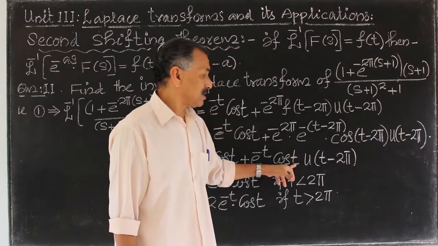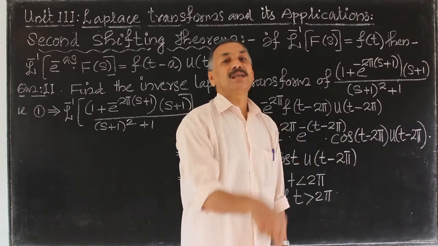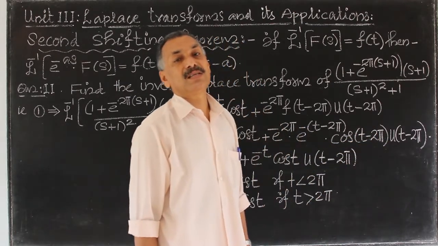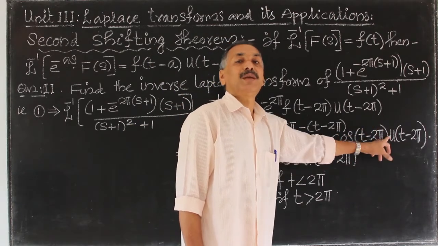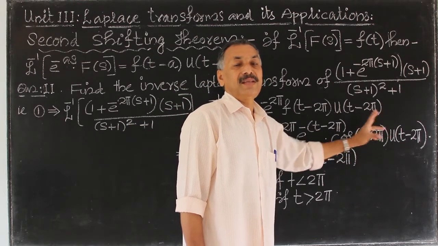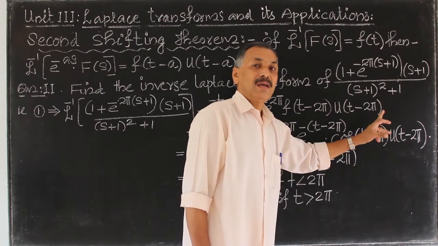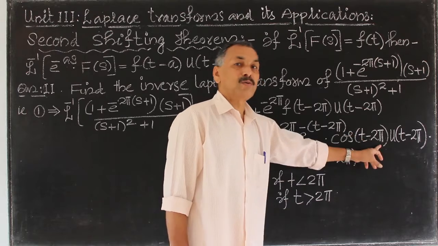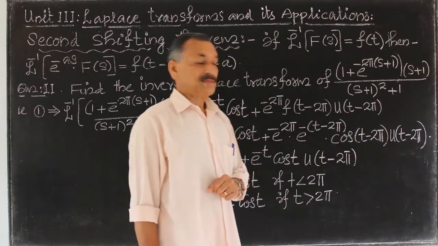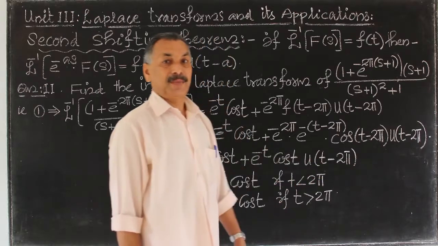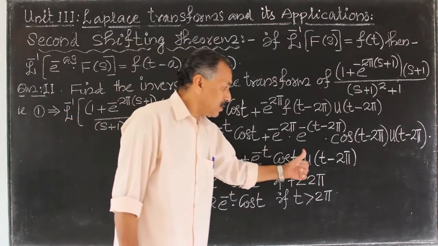This one is cos t, from cos of (t minus 2 pi). Alternatively, we can change it using the formula cos (2 pi minus theta) is equal to cos theta. t minus 2 pi is equal to minus of (2 pi minus t), and cos of minus theta is equal to cos theta. Or using cos (a minus b) is equal to cos a cos b plus sin a sin b: cos t times cos 2 pi, whose value is 1, plus sin t sin 2 pi, which is 0. Then u of t minus 2 pi. So this is equal to e raised to minus t cos t plus e raised to minus t cos t u of t minus 2 pi.